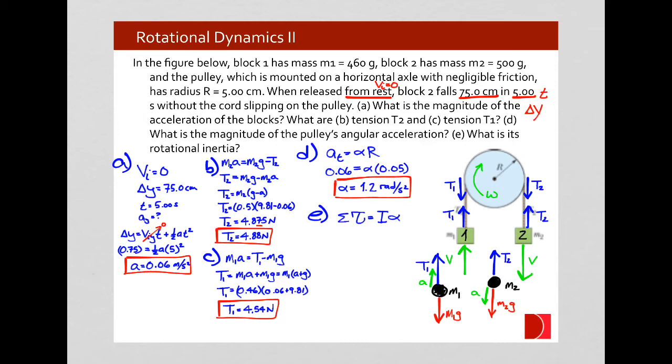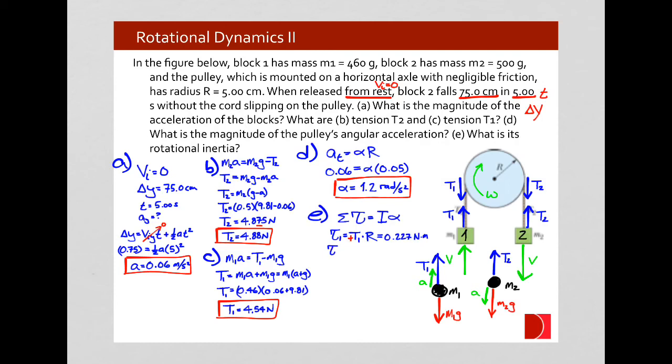In this situation, we see that there should be a torque tau 1 that is T1 times the distance between T1 and the axis of rotation, which is the radius of the pulley. T1 is causing the pulley to rotate counterclockwise, so this should be a positive torque. And we see that the torque here should be .227 Newton meters.